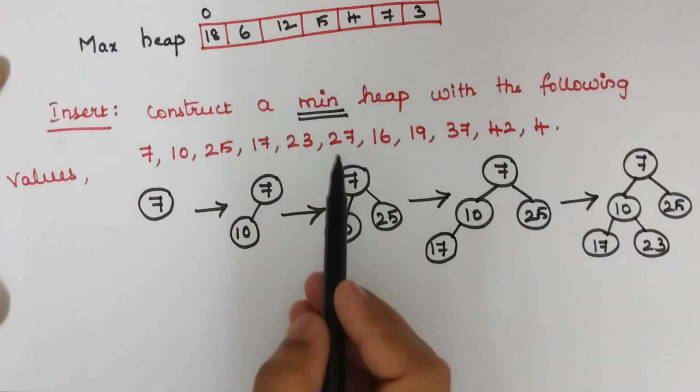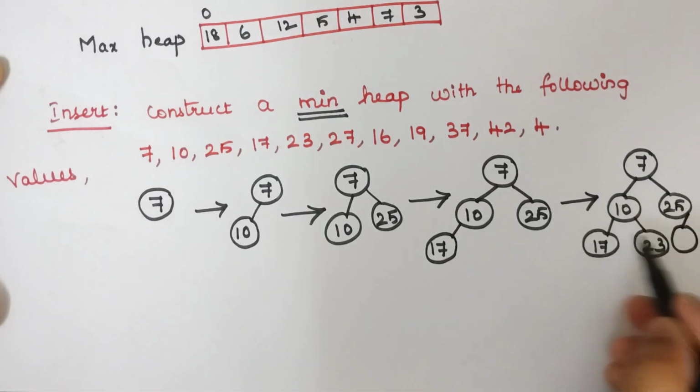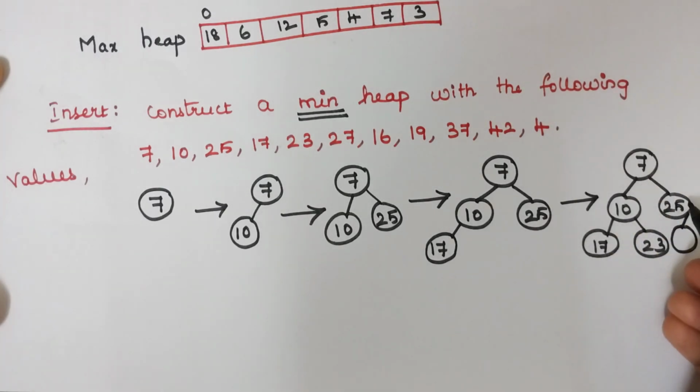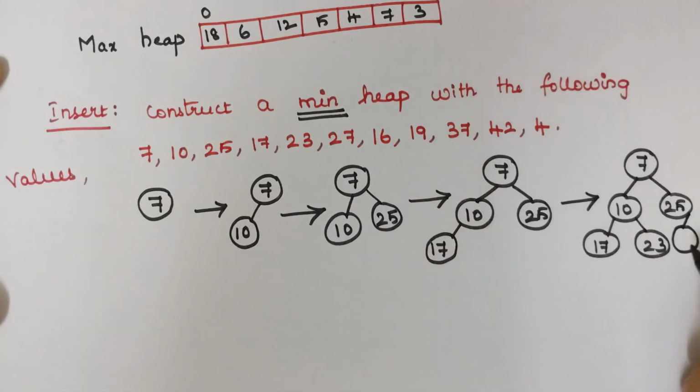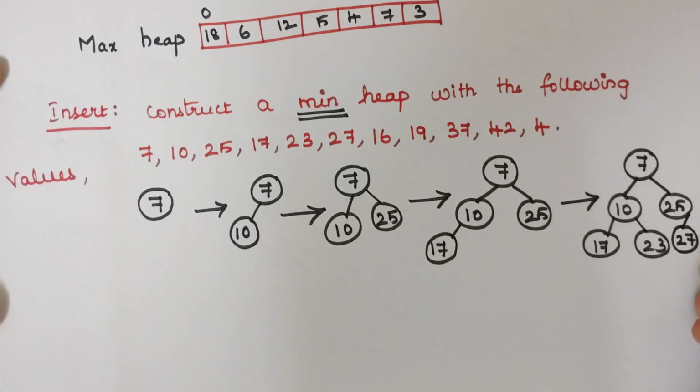What is the next value? We have 27. Where will 27 get inserted? You need to insert 27 to the left of 25, because the first 2 nodes are already done. Now coming to the next node, that is 25. For 25, it can have 2 children, starting from the left side. So 27 will get inserted here, to the left of 25. Again, compare 25 and 27. This 25 is minimum and it is satisfying the property. So don't do anything, leave it as it is.